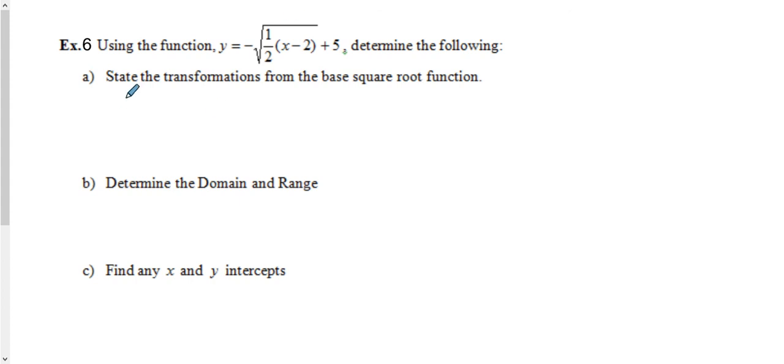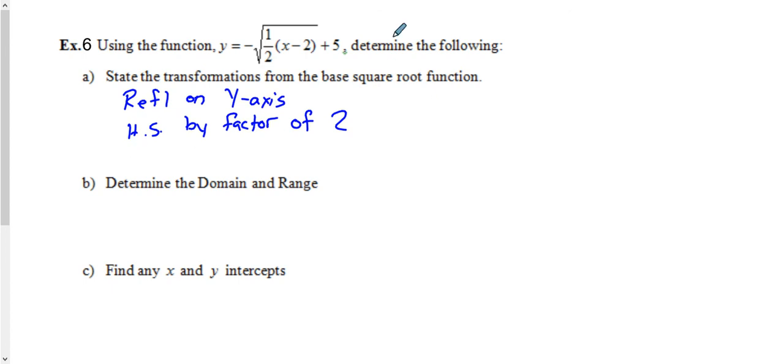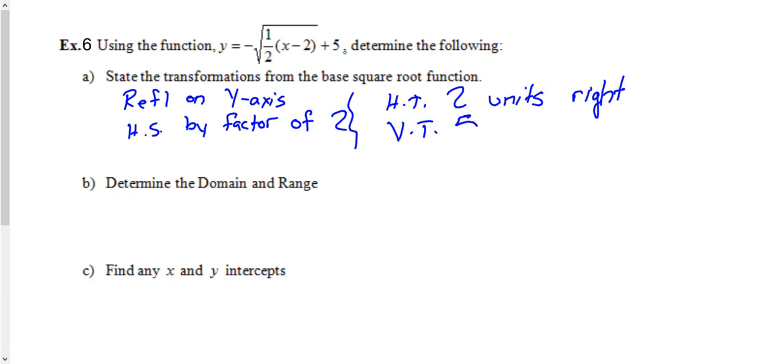So I see a negative, so that's a reflection. And again, I always work left to right, reflection on my y-axis. I see the 1/2, so that's a horizontal stretch by a factor of 2 as you reciprocate that fraction out. I see, and sorry, I'm running out of space, horizontal translation 2 units right. And I see a vertical translation 5 units up.